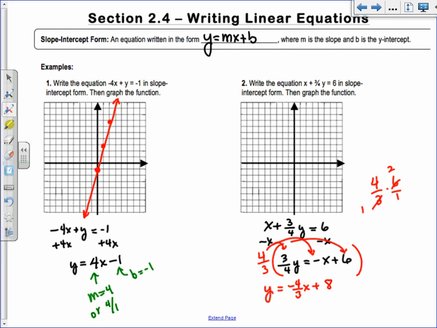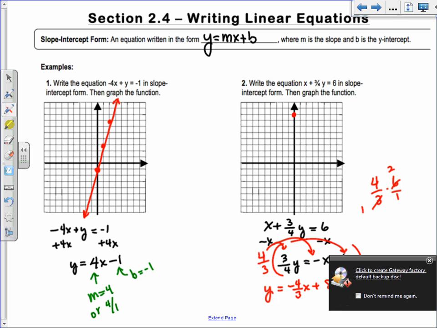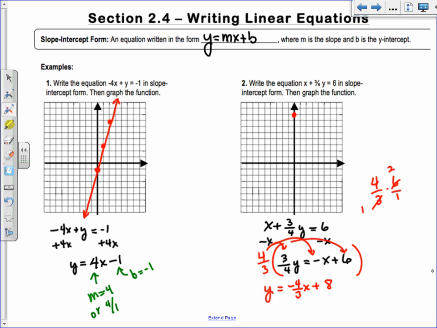So then we graph it. Your y-intercept is 8, and your slope is negative 4/3. So now it's going to be going down.